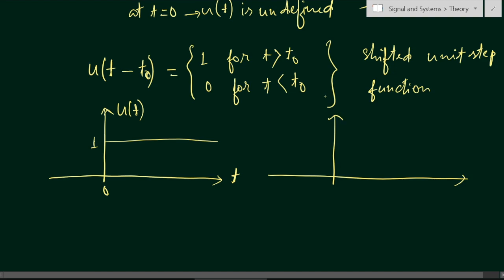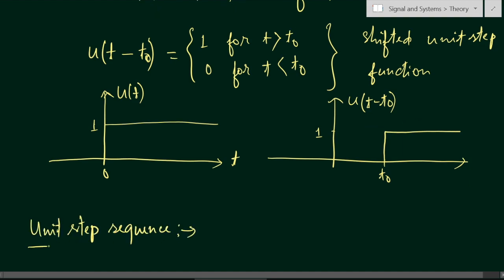Now let us see a shifted unit step signal, that is u of t minus t0. Suppose this point is t0. So this signal will look like this, and this value is 1. That is, it has a magnitude 1, but it is shifted by t0. If it is plus t0, then this signal will be shifted towards this side and it will look like this. These two are examples of continuous time unit step signals.